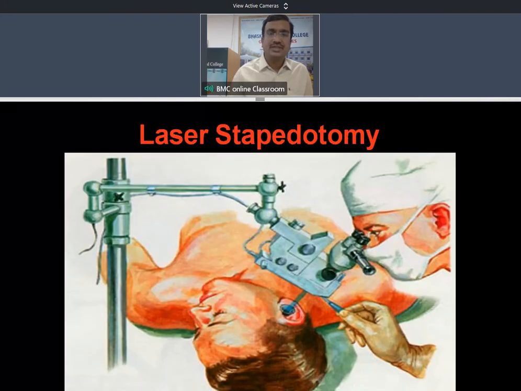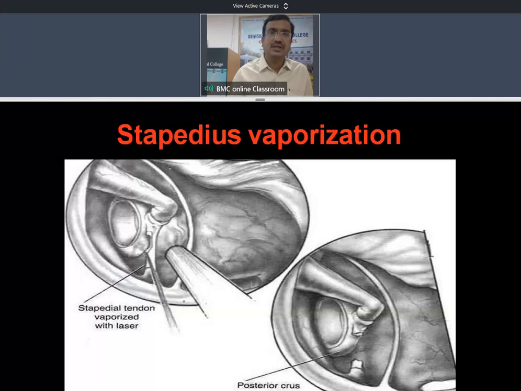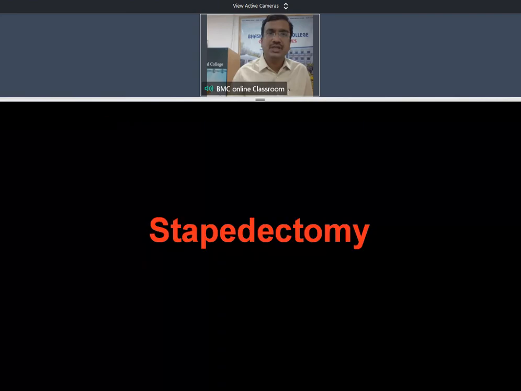Sometimes we use the laser for making a stapedotomy. Laser also you can use to make a fenestration, micro drill or laser. Laser also you can use to vaporize the stapedius tendon and to remove the crura of the stapes, the anterior crura and the posterior crura.